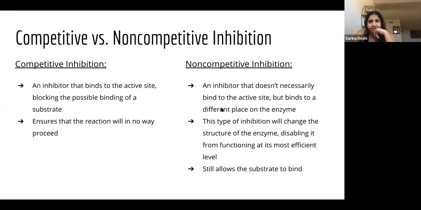So then we have non-competitive inhibition. This occurs when you have an inhibitor that doesn't necessarily bind to the active site, but it binds to a different place on the enzyme. So what happens is the structure of the enzyme will be changed slightly due to the binding of the inhibitor, and it won't be able to function at its most efficient level. However, the substrate can still bind. It would just be kind of weird. Perhaps you get a different product, or maybe the substrate would have to be aligned in a certain way for it to bind. Either way, it'll reduce the likelihood of substrates binding and the reaction successfully occurring.